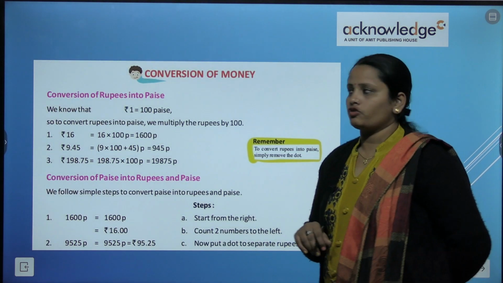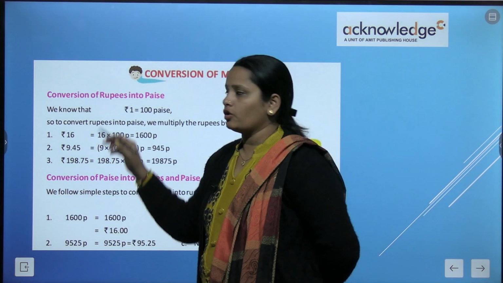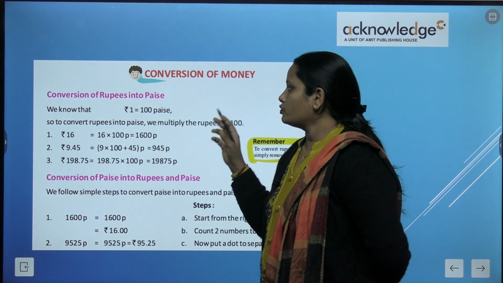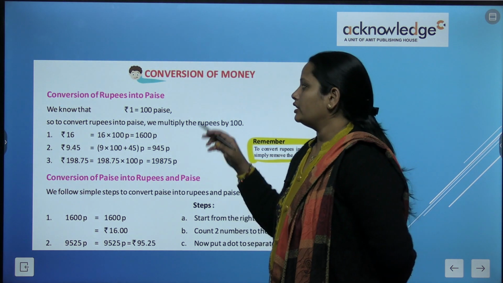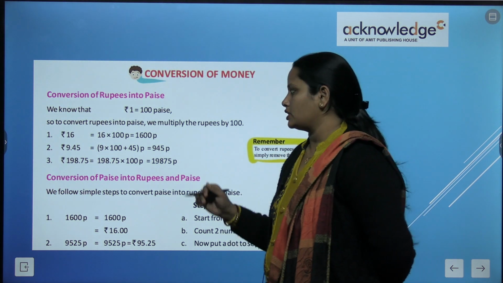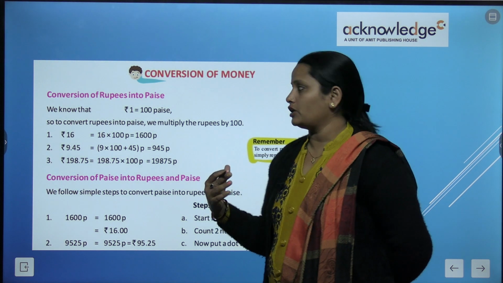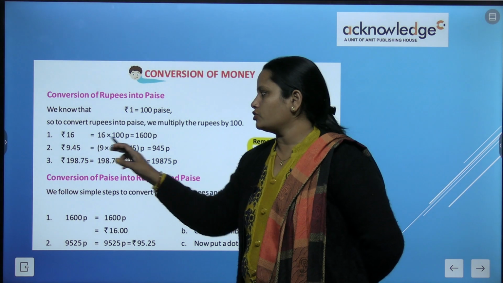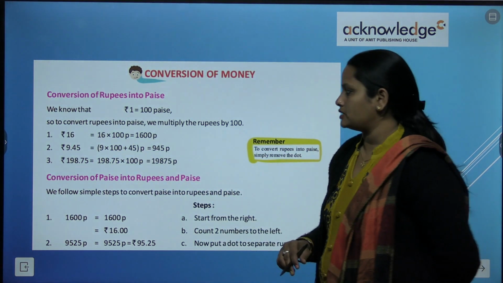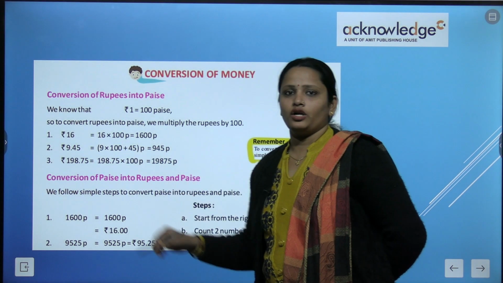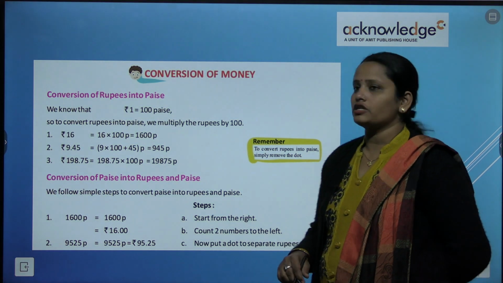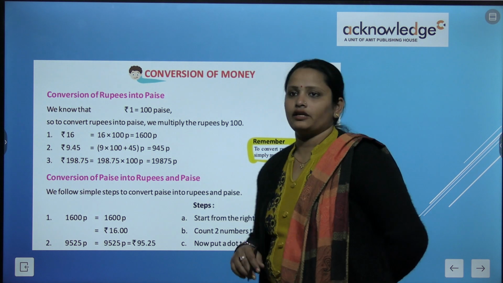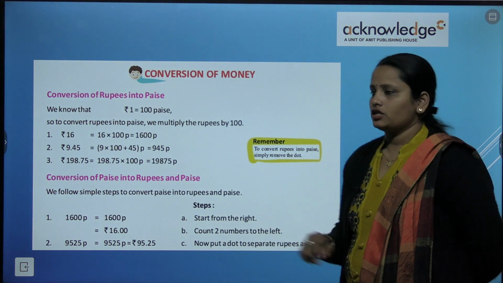Now, conversion of money. Money को कैसे convert करते हैं? How can we convert rupee into paisa? Rupees को पैसे में कैसे convert करना है? So for conversion, we should know that 1 rupee is equal to 100 paise. So जिस भी rupees को हमें convert करना है उसे हमें 100 से multiply करना होगा. So for converting 16 rupees, we have to multiply this by 100. It will be 1600 paise. 9.45 है तो उसमें हमें 9 को 100 से multiply करना है. So it will be 900 plus 45, which will be 945 paise, and so on.